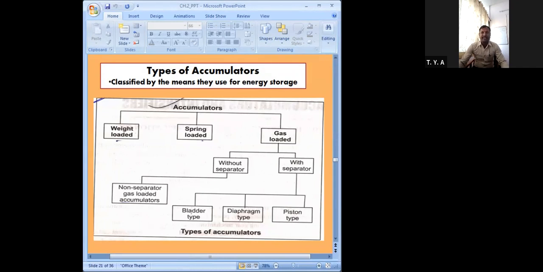So these are the types of accumulators, which are classified by the means of use for energy storage. How the accumulators are used for energy storage depends on the manner in which load is applied. So these are the classification. Just to have a look. Then one by one I will give the explanation.